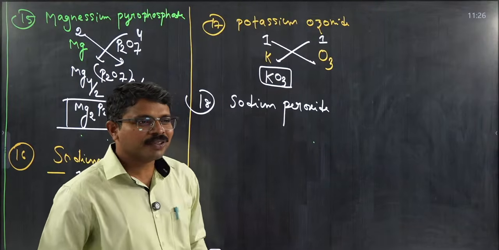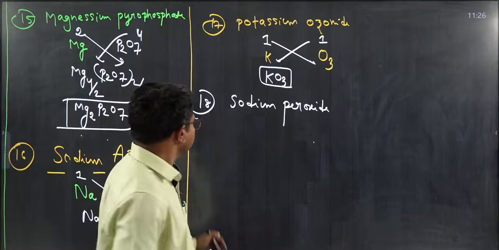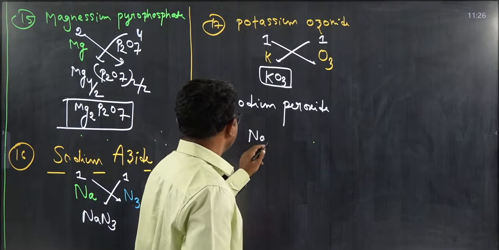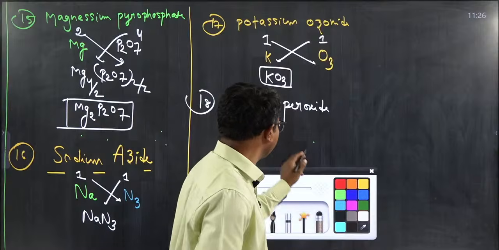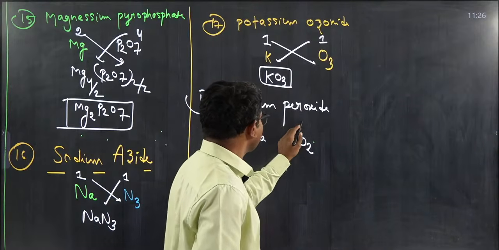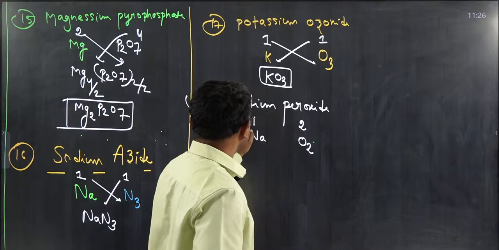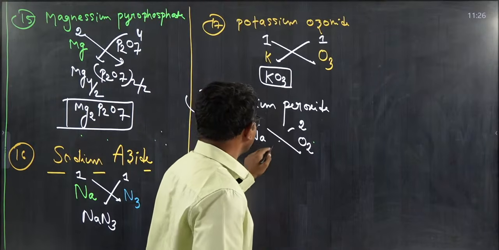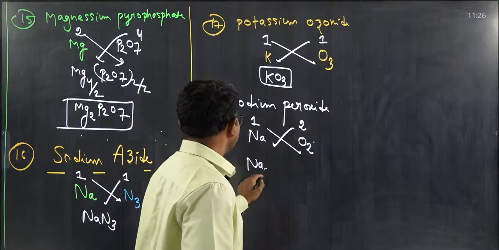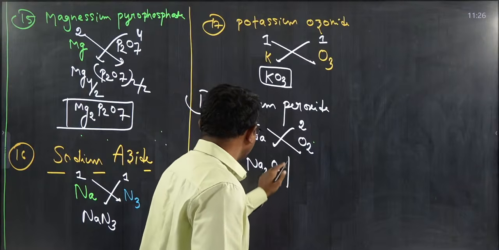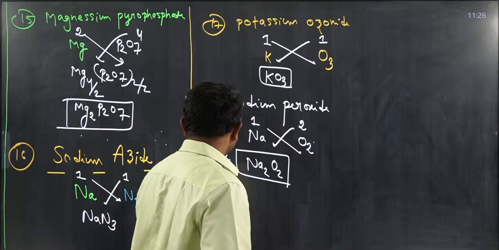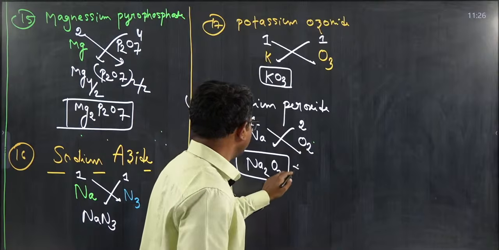Super. Many of you guys are giving the answers. Very nice. Sodium symbol is Na and peroxide I have given O2, with 2 minus over the head. I am writing 2. Sodium valence is 1. And if we crisscross, the formula is Na2O2. Very important compound.